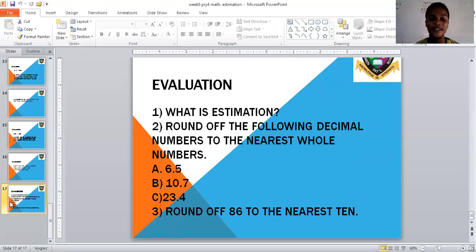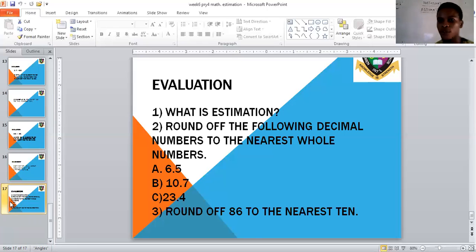Now, the first question is saying, what is estimation? I've told you that estimation just means rounding off, an approximation, that is looking for the closest value to the answer. So when you are estimating, the first thing that should come to your mind is that you are not giving the accurate answer. You are only giving the closest value to the answer.